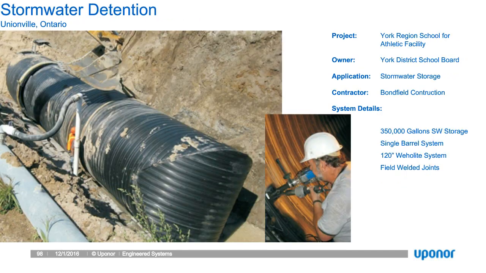Another stormwater project here. This is a 350,000-gallon storage structure of 120-inch Sclairpipe, just to demonstrate our capabilities and the size and magnitude of storage structures that we can provide.